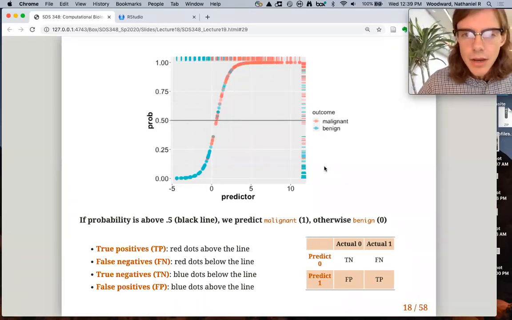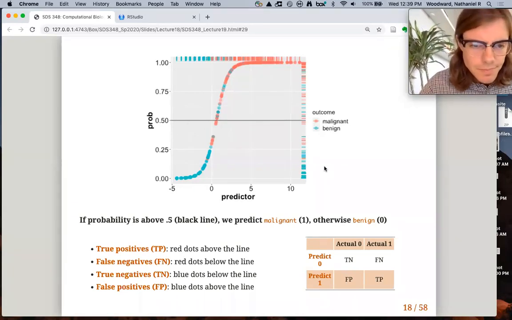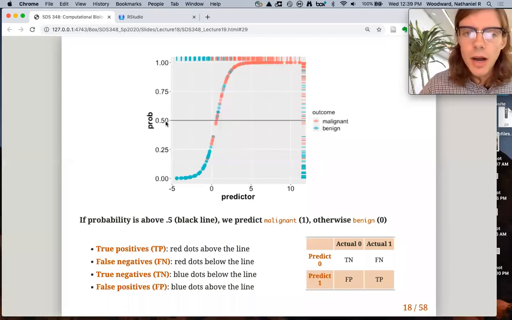So we're gonna break this down a couple different ways. First, let's just look at where it's 0.5. So we'll use a cutoff of 0.5, right? So the true positives are the red dots above the line, the true negatives are the blue dots below the line, and the false negatives are the reds below, the false positives are the blues above, right? And then we can get those counts of how many are correct, true negatives, true positives, and how many are false negatives, false positives, right?